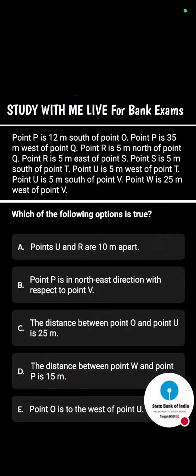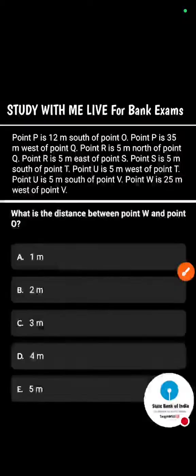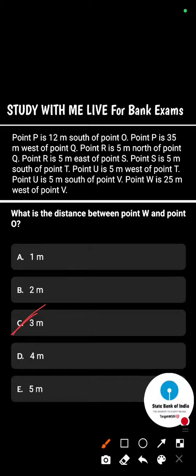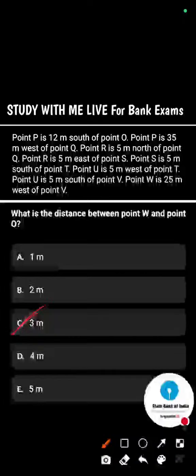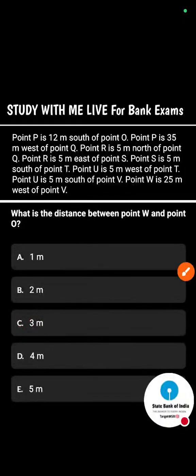Let's see the next question. What is the distance between W and O? W and O, the distance is 3 meters. Option C is our answer. Okay. Next question.